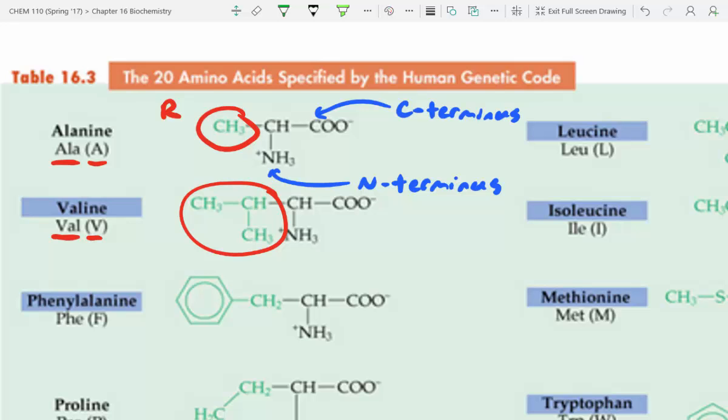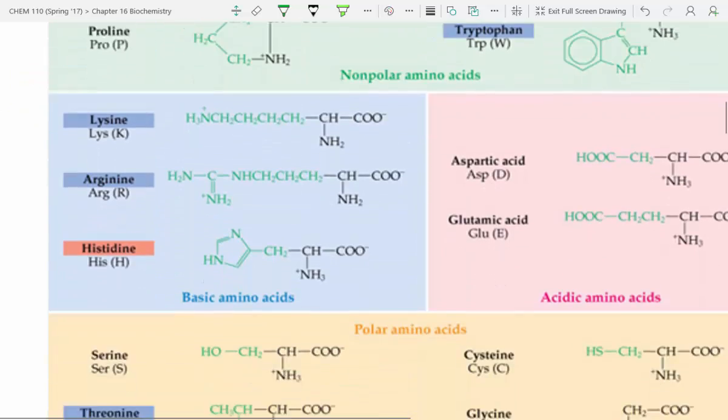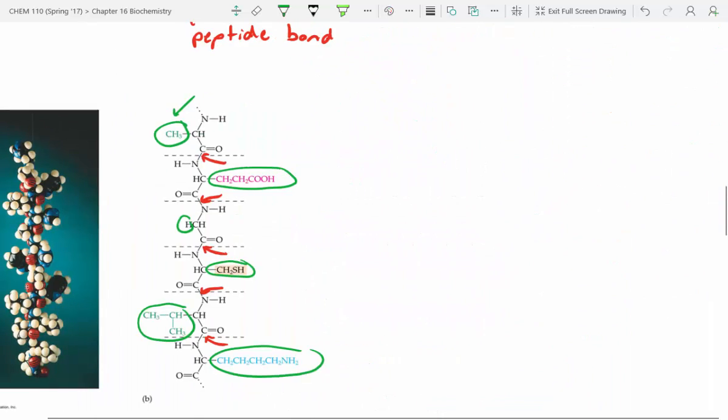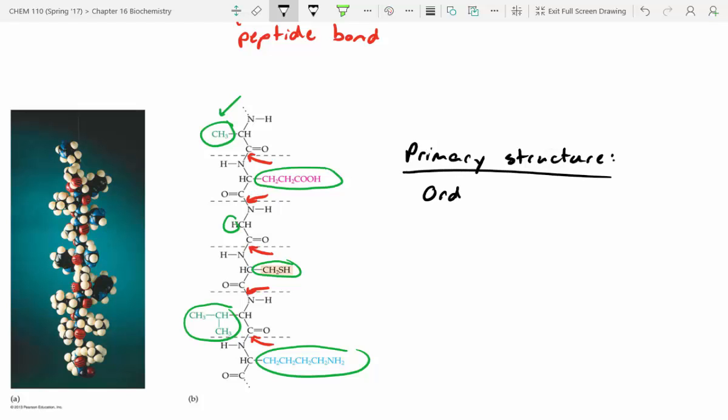This is referred to as the primary structure of polypeptides. It's basically just the order of amino acids as they are linked together. So let's make a note of that. So primary structure is the order of amino acids.